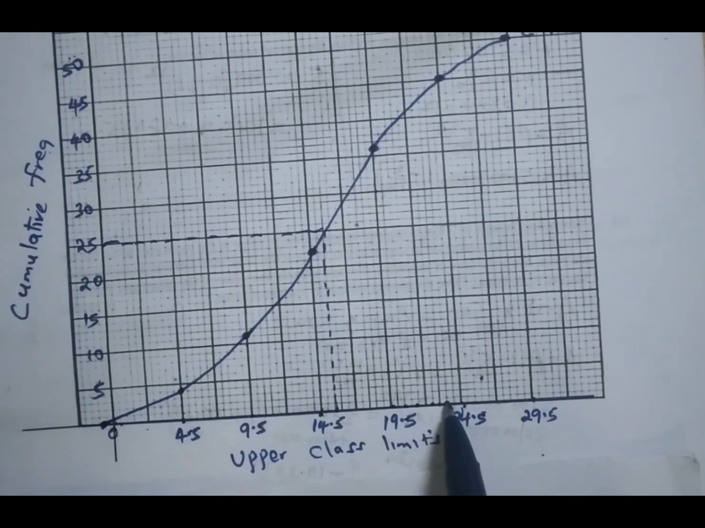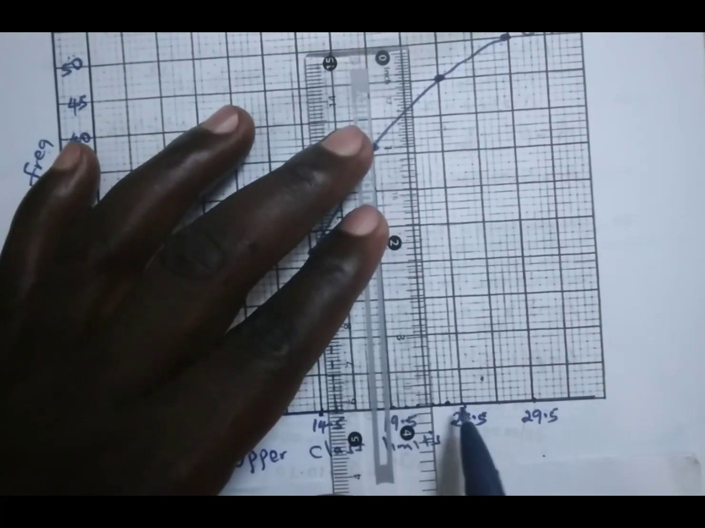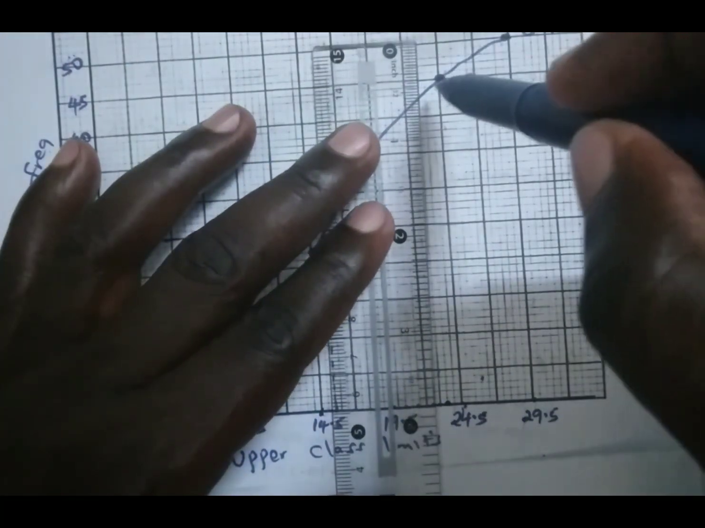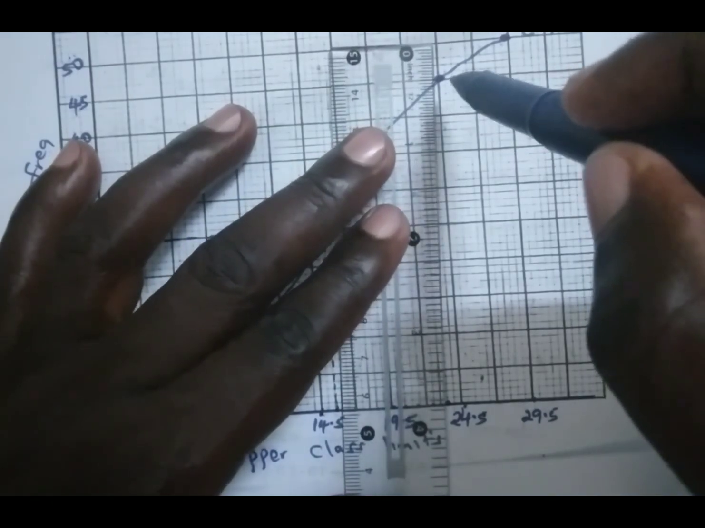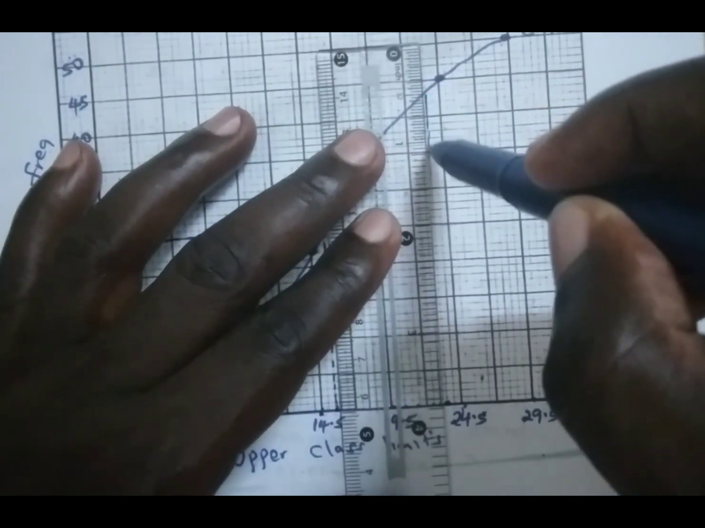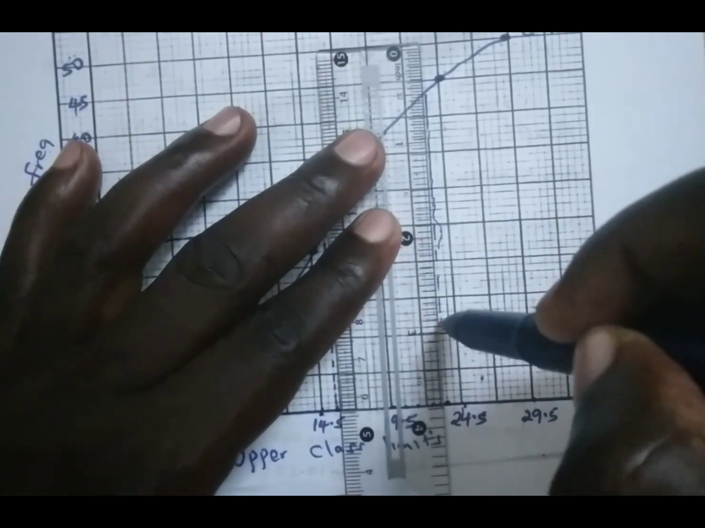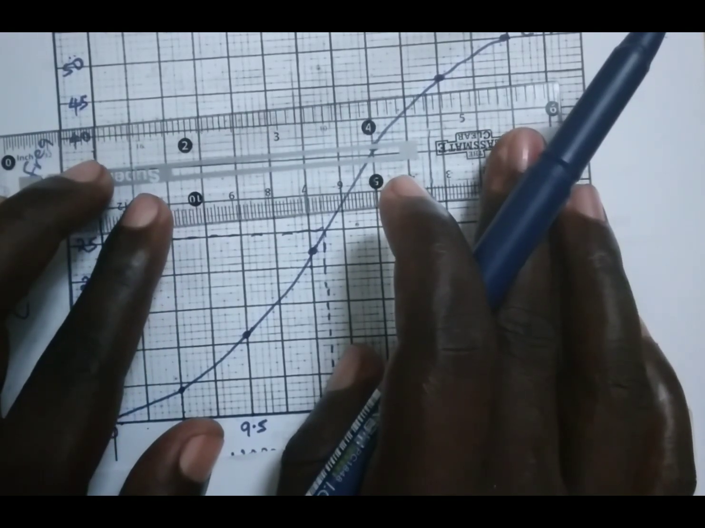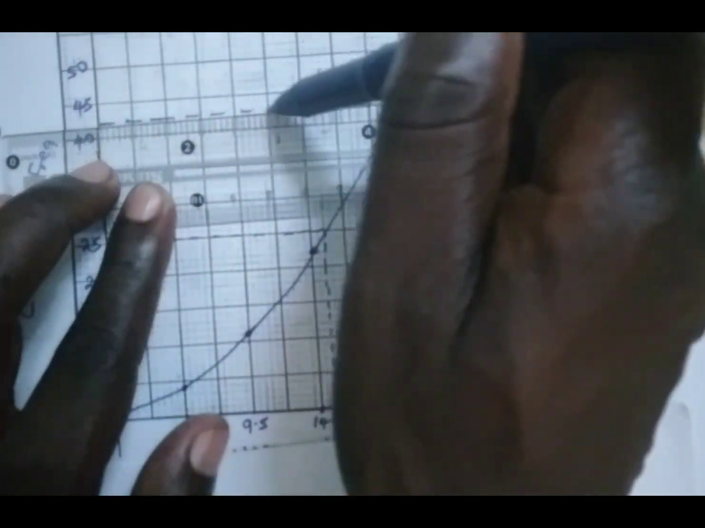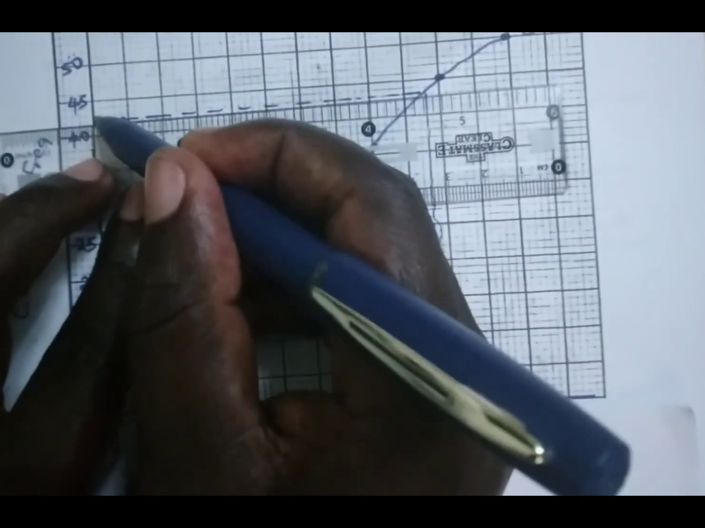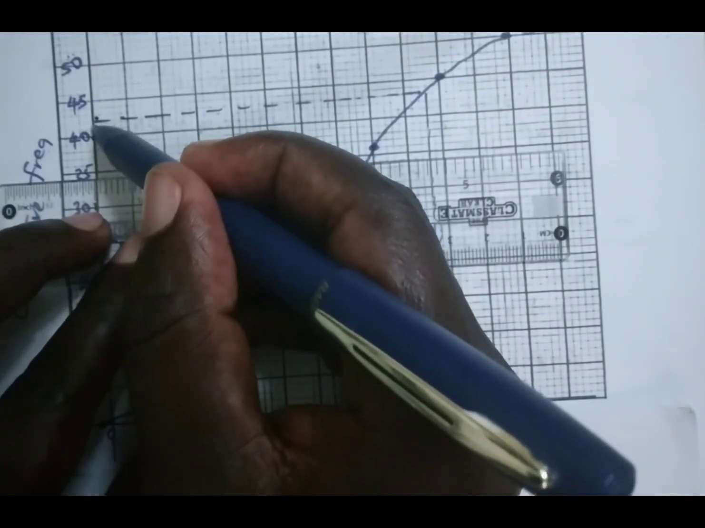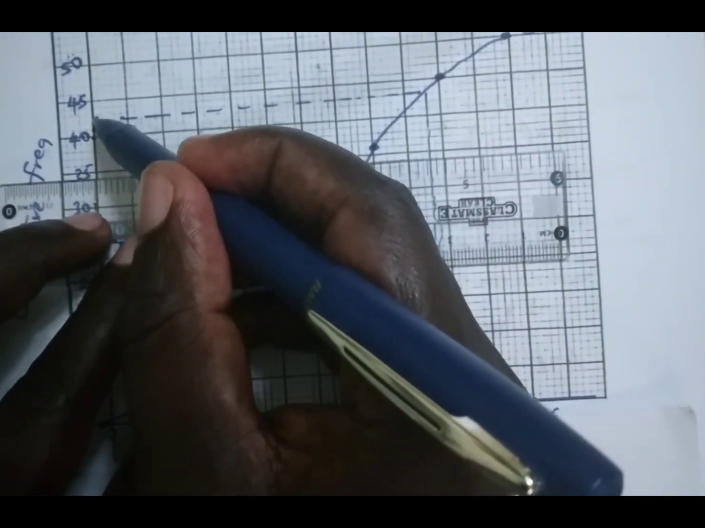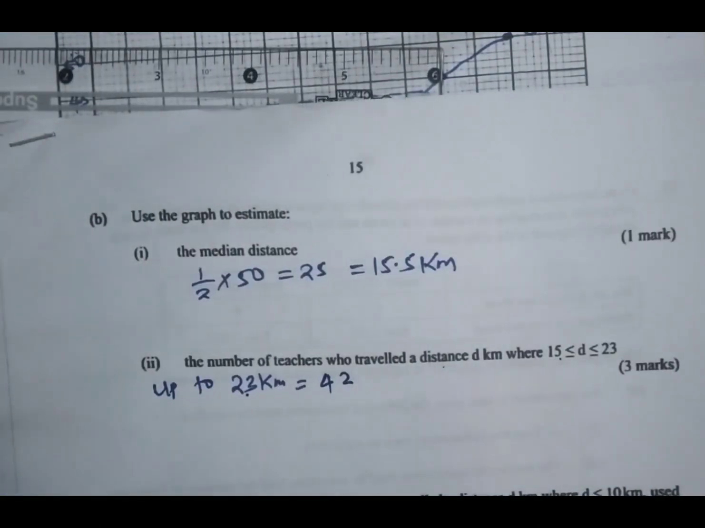So if we come to our 23rd mark, then we draw a broken line from this point here. From there we come here and again draw another line towards our y-axis. So the number we are going to have here will be 40, 41, this is 42. So up to 23 kilometers we have 42.